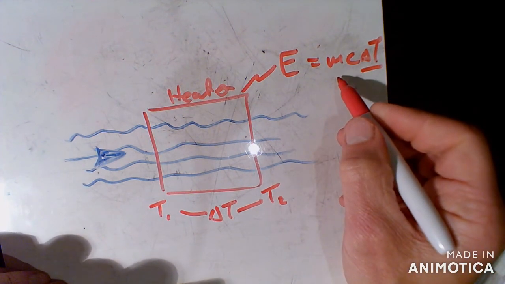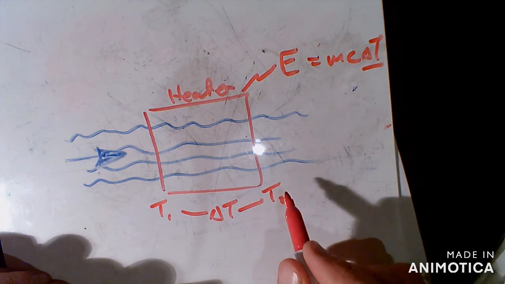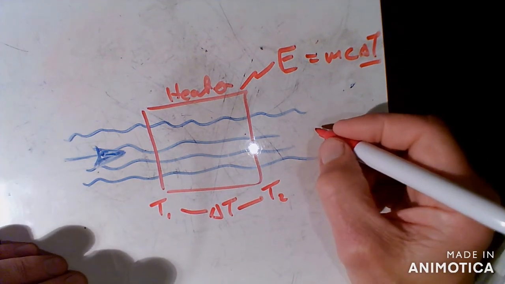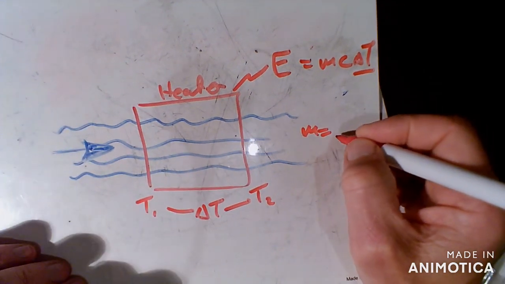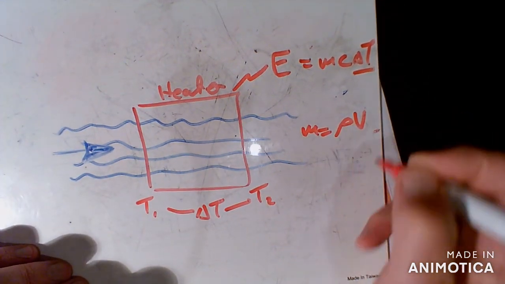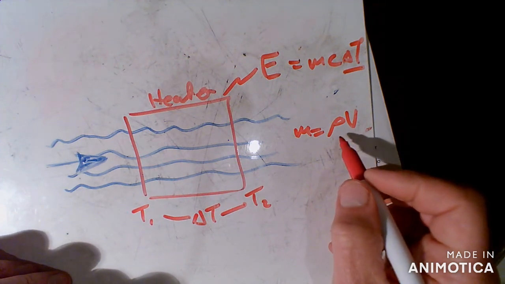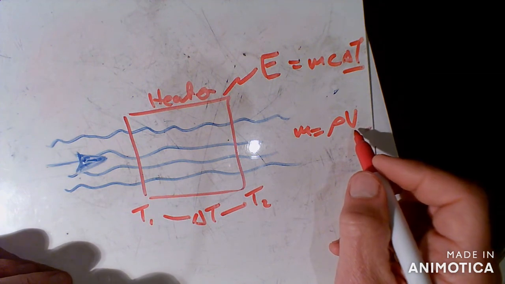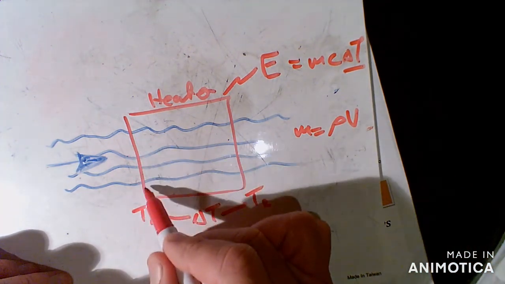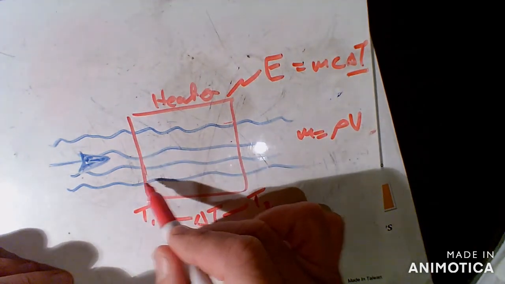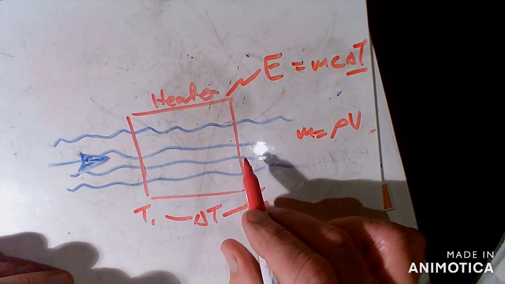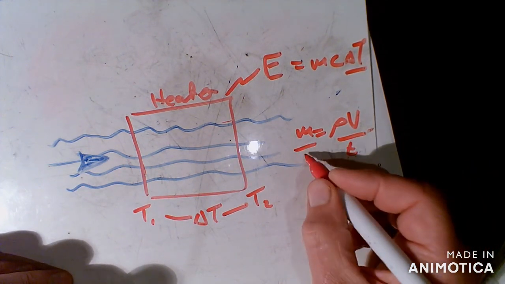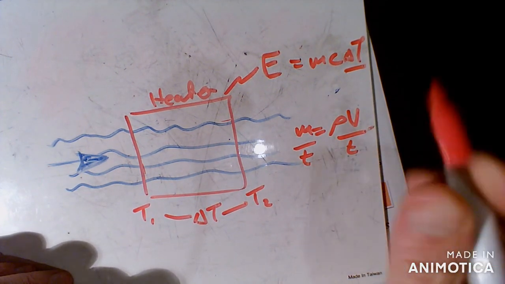The problem is we haven't got a mass because it's flowing. So what we can do is use the idea that mass is density times volume. If we know the density of the liquid, or the fluid rather, that's great, that will work. But we need volume, and we can't get that. But what we can do is measure how much has passed through the heater per second, which will give us mass per second.